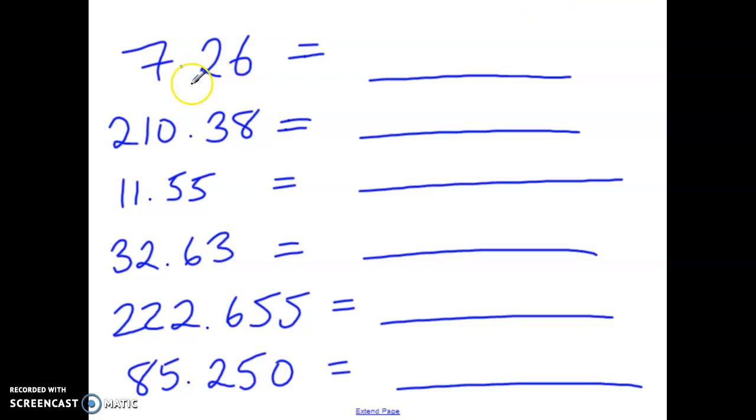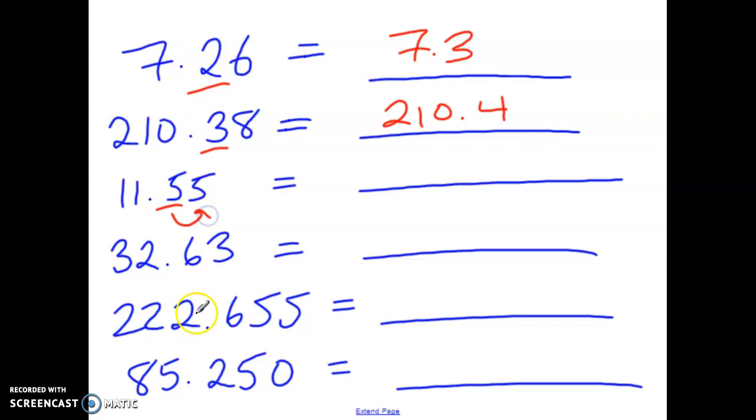Okay, so let's take a look. So here, there are some that are straightforward here. So next door is a 6, that is bigger than 5, so that means this is automatically, we are rounding up. Over here, same thing, the 8 is higher than 5, so here we would round up. Now in this case, we look next door, it's a 5 with nothing, so we are going to have to round this up because it is an odd number.